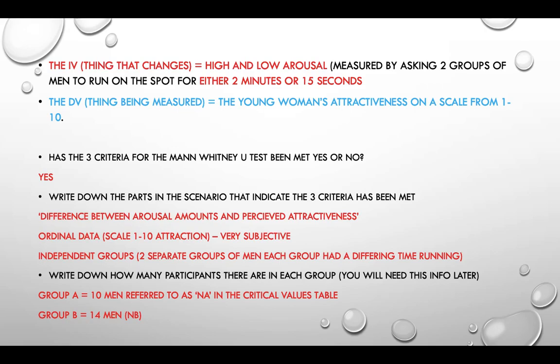Group A, when we come to look at the critical values table, will be referred to as NA. So if you remember, in all the other critical values tables, N represents number of participants, so NA simply represents number of participants in group A. So that's how it's written in the critical values table. And then group B had 14 participants, and that will be written as NB, so number of participants in group B. So make sure you write that down because we're going to need that information a bit later on.